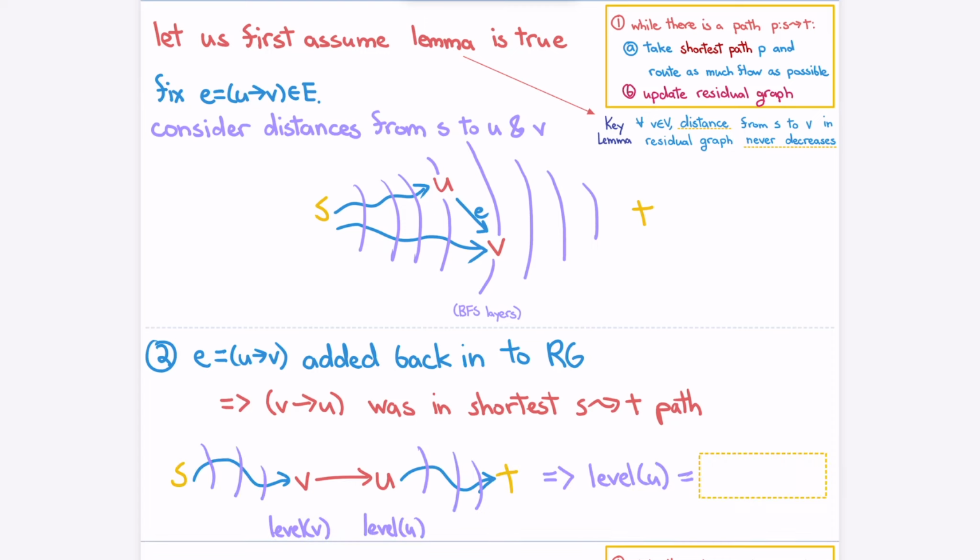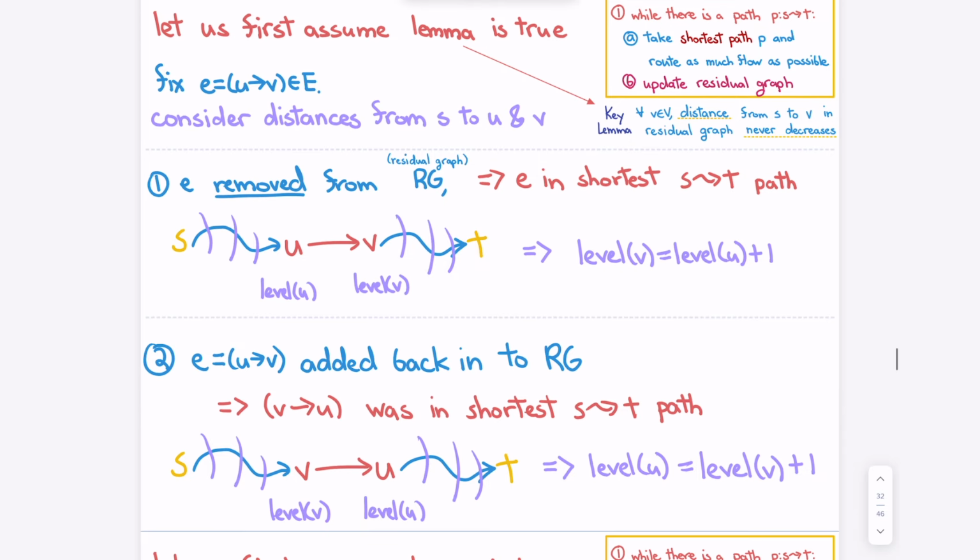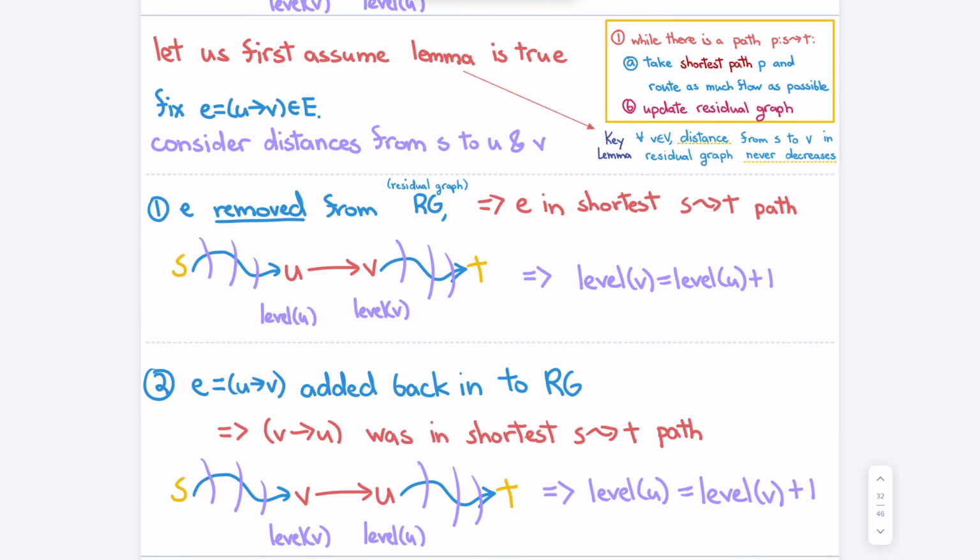Okay, so you have something like this. Now what does that tell you about level U? It's level V plus 1, right? So it's actually kind of flipped from before. So these are the two things. When it gets removed, I know that level V is equal to level U plus 1, at least at the beginning of the iteration. And then when it's added back, we know level U is equal to level V plus 1.